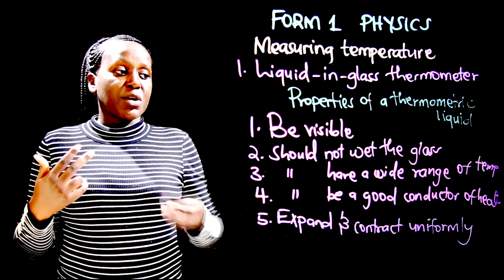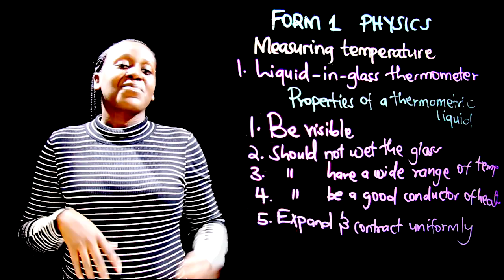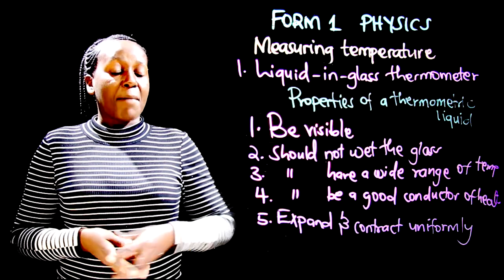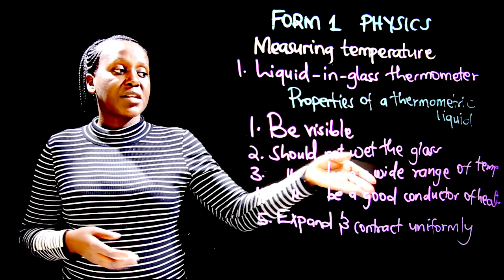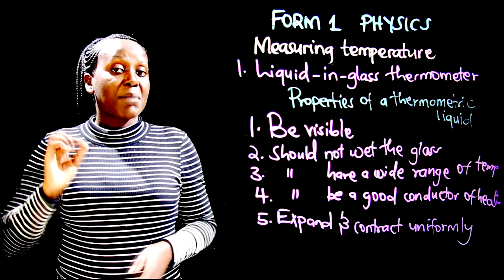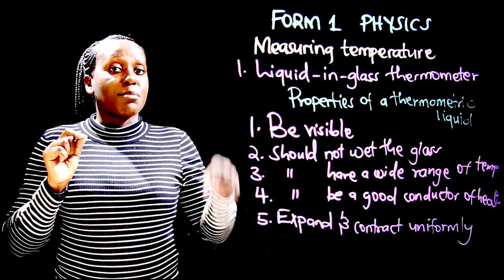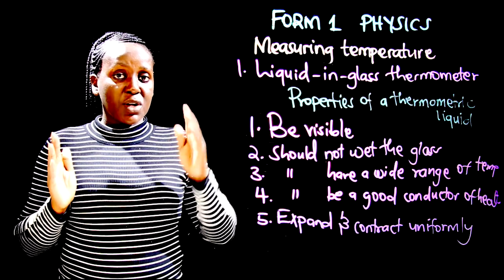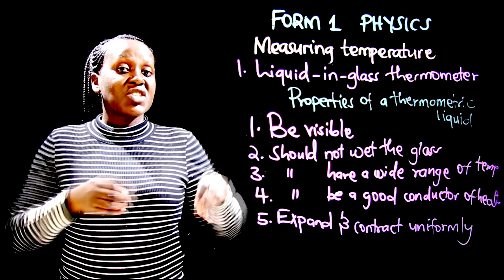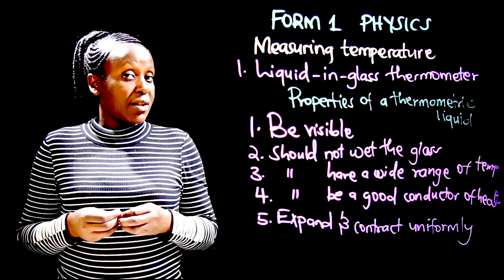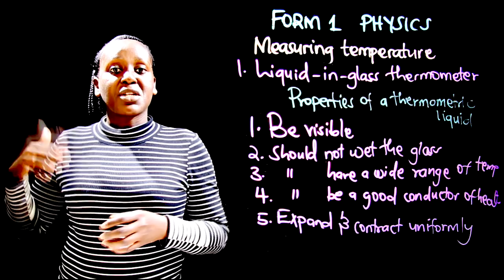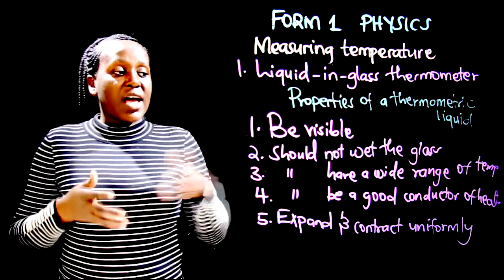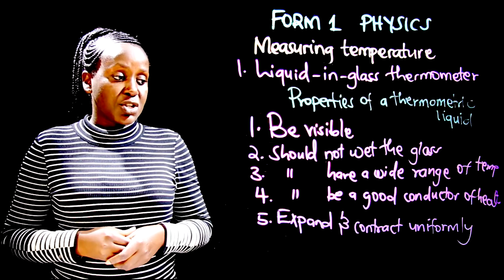The thermometric liquid should not wet the glass. Three, water has a small range of temperature, but the thermometric liquid should have a wide range of temperature. You see, water melts at 0 degrees Celsius and boils at 100 degrees Celsius. So it can only measure temperatures between 0 and 100. If you use it to measure a temperature of 120, it will boil. If you use it to measure a temperature of negative 10 degrees Celsius, it will freeze. So water does not have a wide range of temperature.